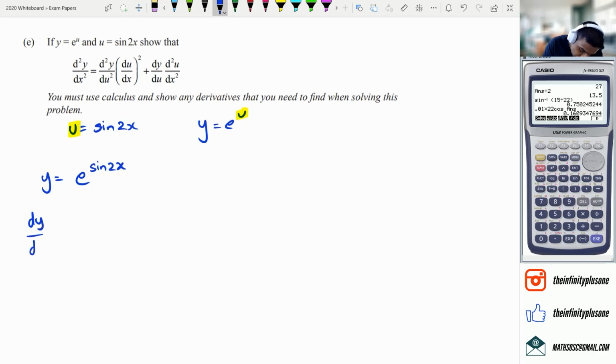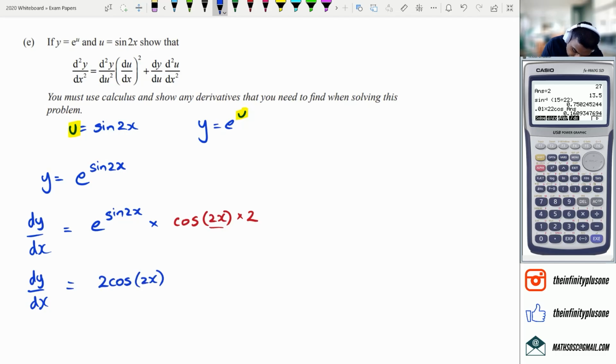Differentiating it once, I'm going to get e to the power of sine 2x multiplied by the derivative of sine 2x, which is cos 2x. And of course, I've also got to multiply by the differentiation of whatever's inside that bracket, which is going to be 2. So that means dy dx equals 2 cos 2x e to the power of sine 2x.